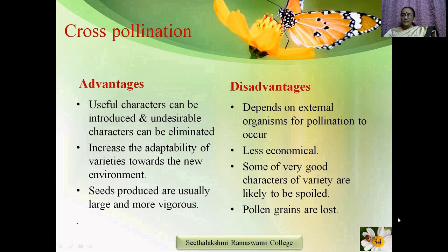And the disadvantages: we know they depend on external organisms for pollination, maybe biotic or abiotic agencies. These are less economical, and some very good characters of a variety are likely to be spoiled. As we say, undesirable characters can be eliminated, but sometimes we may lose the desirable characters also due to pollination. And pollen grains are lost, for example, when they are taken by wind current or water current, or by butterflies or zoophilous animals. So during their transfer, most of the pollen grains will be lost without reaching the stigma of another plant.